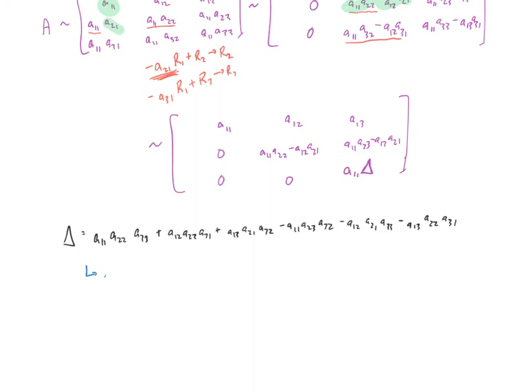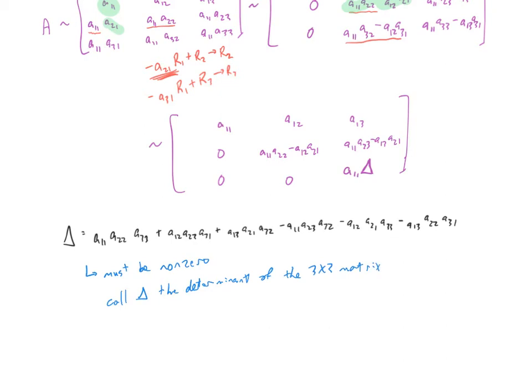That delta must be non-zero in order for my matrix to be invertible. And we're going to call delta the determinant of our 3 by 3 matrix. The determinant of the 3 by 3 matrix.